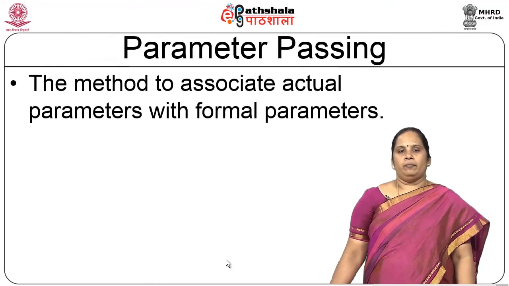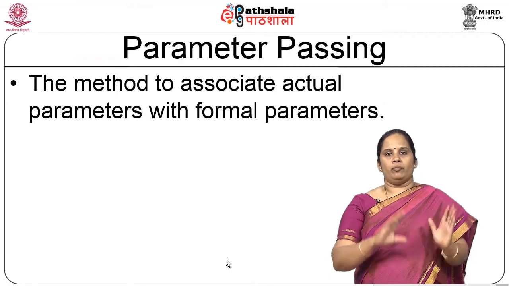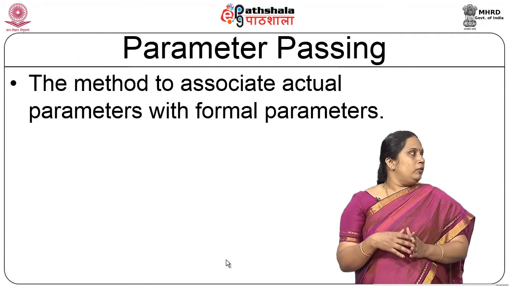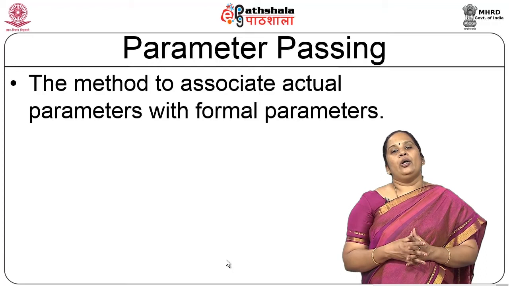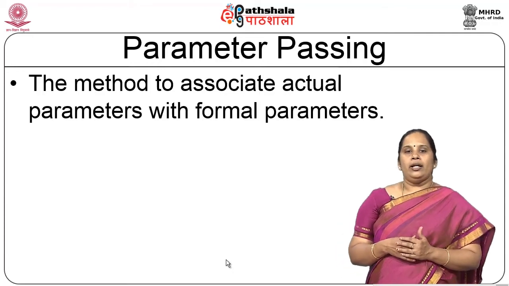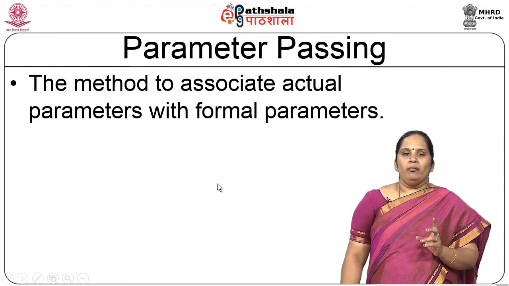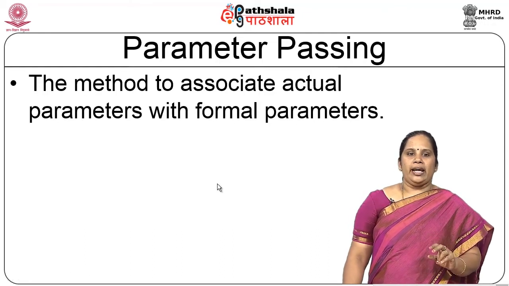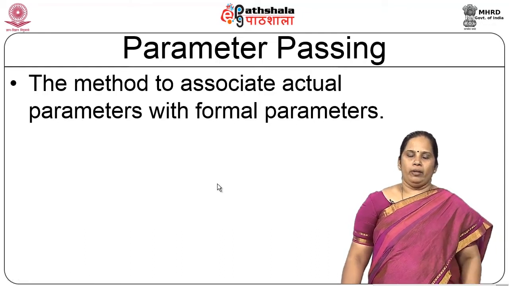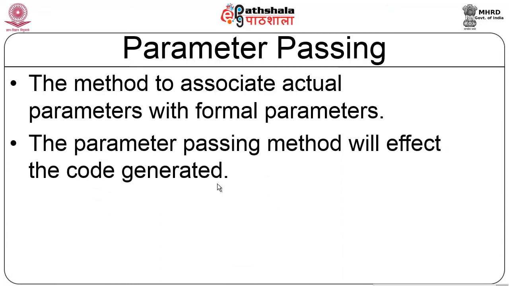And then, when we said we are going to pass parameters, the parameters are typically passed using 4 methods. The 4 methods try to associate actual parameters with the formal parameters. The parameter passing method will obviously affect the code generated, and of course the result.